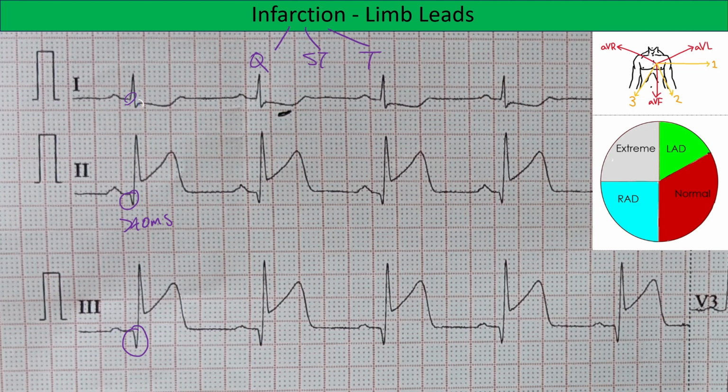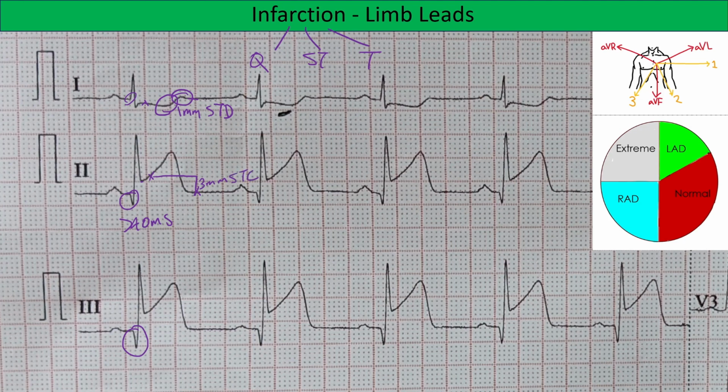So we find the J point, and we go about 60 to 80 milliseconds after, so about there. So we'll compare there to there, and I see that that's probably about 1 millimeter of ST depression. We also have an inverted T wave, or a biphasic one. Now we look at lead 2. So in lead 2, the J point is there, so we measure from there. If we measure that, that's about 3 millimeters of ST elevation.